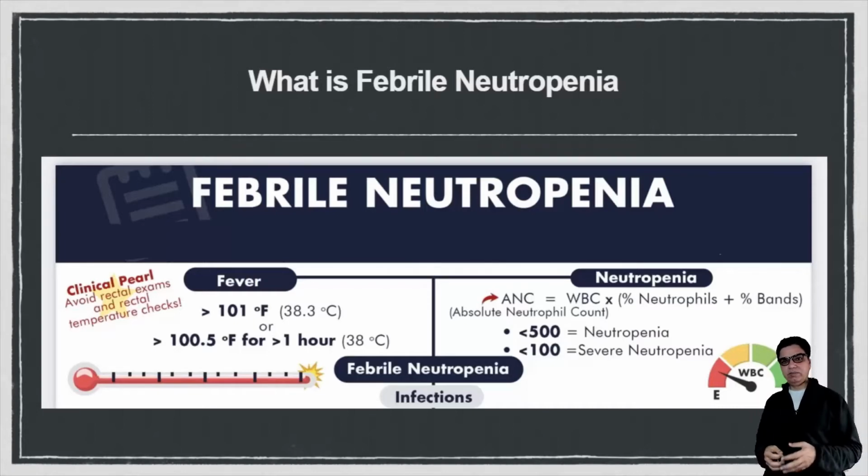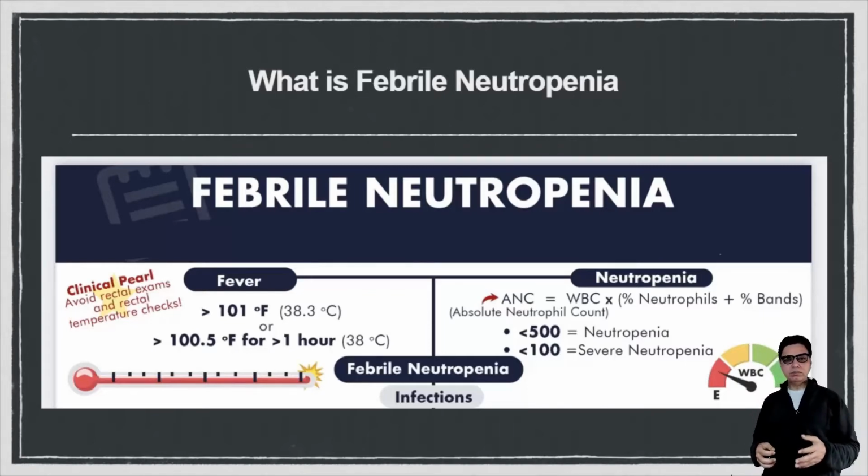But let's say they haven't done it, it's very simple. The total white blood cell count is taken and multiplied by the percentage of neutrophils that you get as a part of the DLC, the differential leukocyte count. You also add the percentage of band cells, and that gives you the absolute neutrophil count. So, if the absolute neutrophil count is less than 500, then we call it neutropenia.